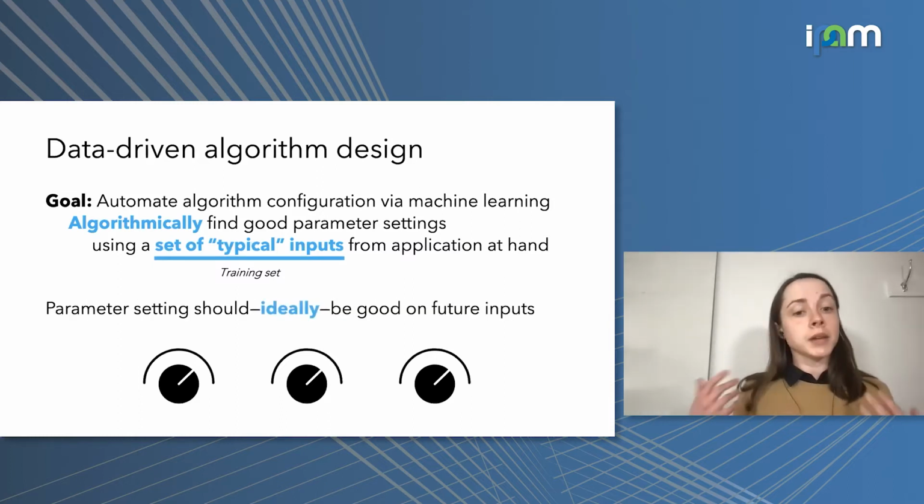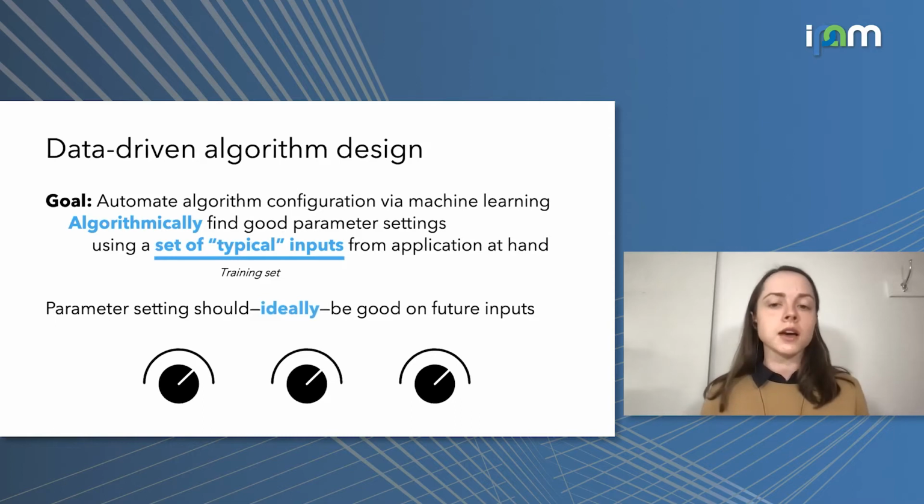Whatever parameter setting we come up with, it should ideally also have good performance, not only on our training set, but also on future inputs from the same application, but which aren't already in our training set.